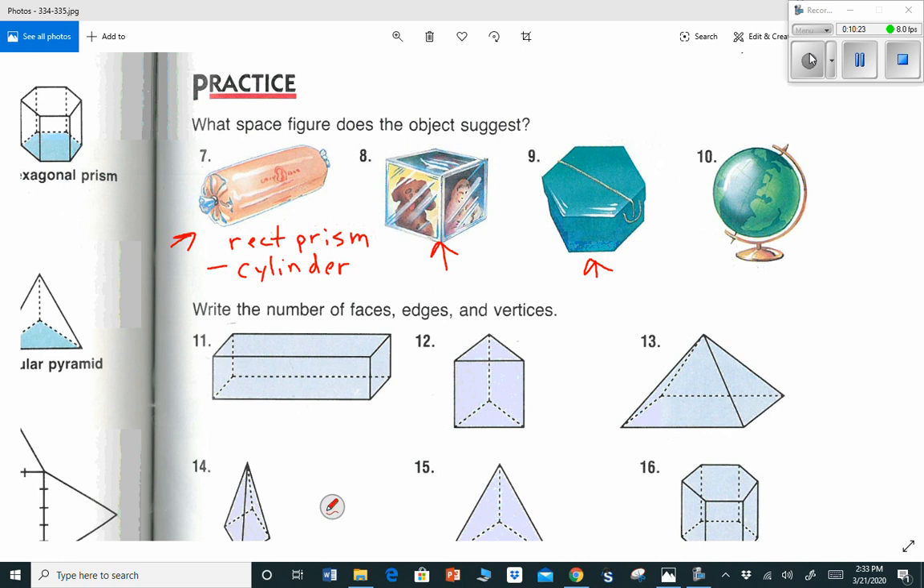What about this one? 1, 2, 3, 4, 5, 6 sides. We've got this base on the bottom and the top, joined by rectangular sides. That's going to be a hexagonal prism. And I think we all know that a globe is a sphere.